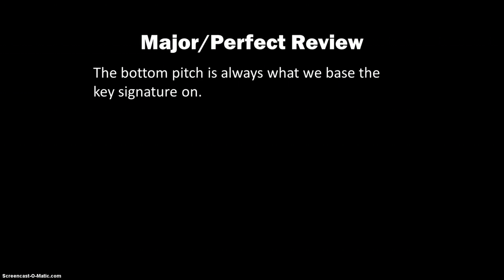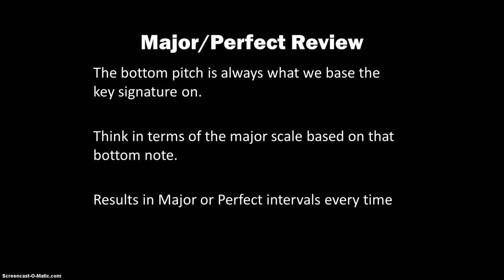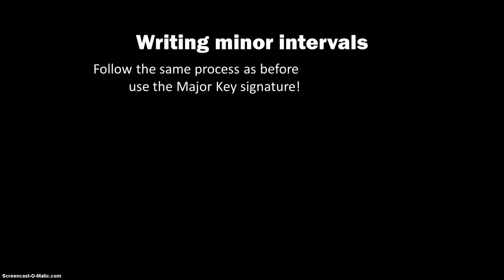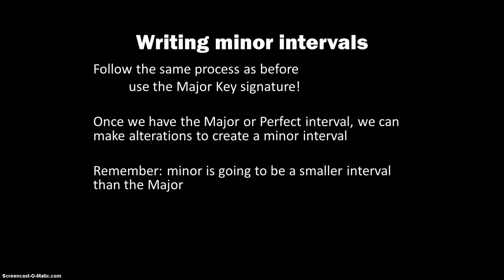So again, we always base the key signature on whatever the bottom note is, regardless of what the key signature is in maybe the piece of music. And we just want to set our mindset into that. Okay, and that'll give us a major or perfect interval every time. Writing a minor interval follows the exact same process. We're using the major key signatures. Once you have that major or perfect interval, you can make an alteration to create the minor interval.